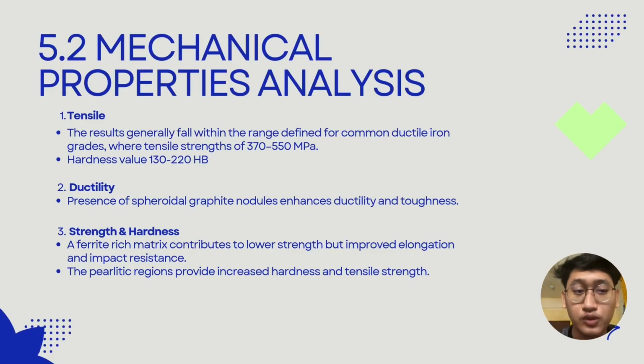Then let's move to the mechanical properties. First, the tensile. The tensile falls within the range defined for common ductile iron grades, where tensile strength of 370 to 550 megapascal and hardness values of 130 to 220 are typical, depending on the matrix structures. Secondly, the ductility. The presence of spheroidal graphite nodules enhances the ductility and toughness by interrupting crack propagation. Thirdly, the strength and hardness. The ferrite-rich matrix contributes to lower strength but improved elongation and impact resistance, while the pearlitic regions provide increased hardness and tensile strength due to the lamellar ferrite-cementite structure.